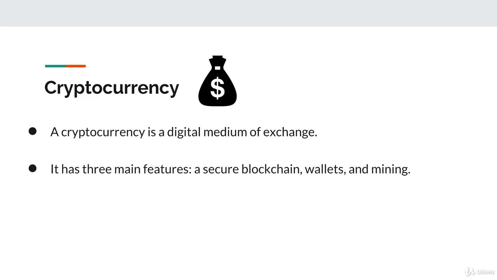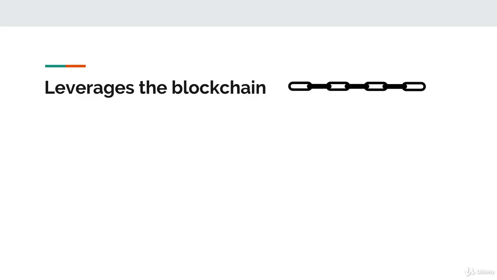First, indeed a secure blockchain. Then it has cryptocurrency wallets. And then it also has the concept of mining. For the first aspect, the cryptocurrency leverages the blockchain. It does so in order to keep a public database of transactions that everyone has access to. One question, though, is if everyone has public access to this database, couldn't someone modify the data in order to manipulate the system and transfer more currency to themselves?